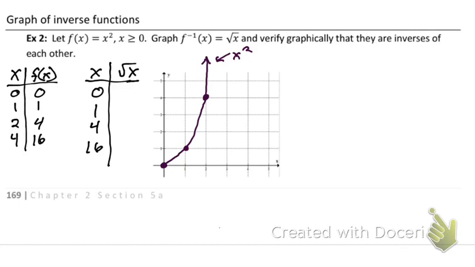That's why I picked 16, and you'll see why in just a second. Because when I plug 0 in, I end up with 0. When I plug 1 in, I end up with 1. When I plug 4 in, I end up with 2. When I plug 16 in, I end up with 4. If you look at your function and your inverse, all that's happening is you are flipping your domains and ranges.